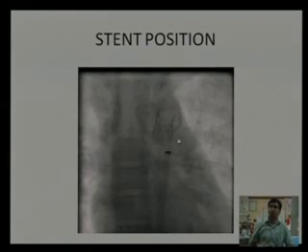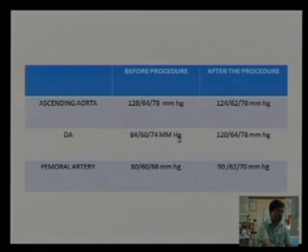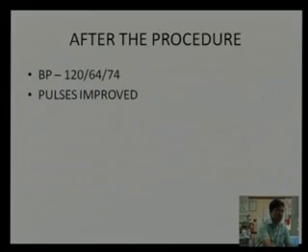So this is the final angiogram, and this is the final stent position that gives a very good result over here. And this is the hemodynamic data that we measured during the procedure. You can see there is a gradient of around 30 to 34 across the abdominal aorta at the renal artery level after the stenting. So after the procedure, the BP is stabilized, and the pulse is improved.